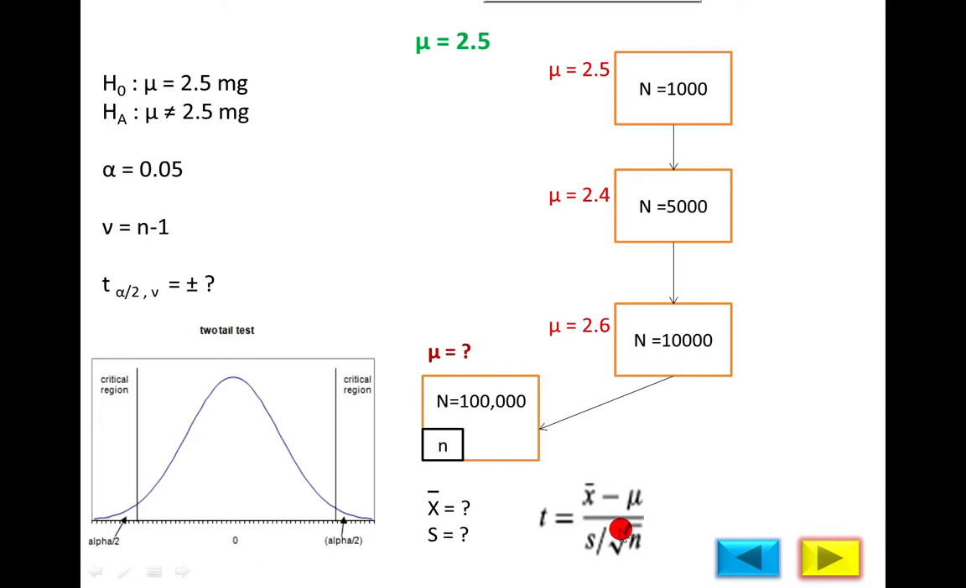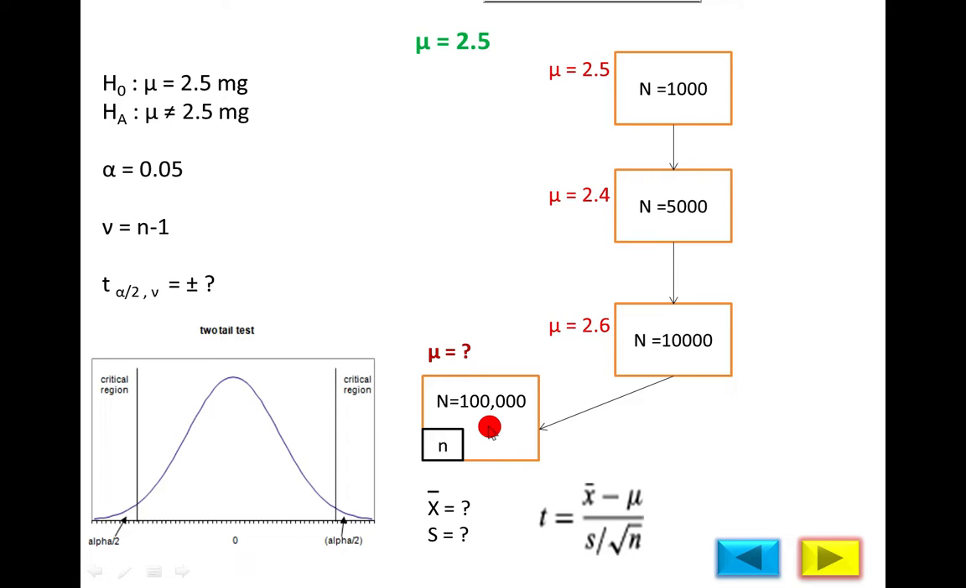So if the calculated value lies in the rejected region, we will reject the null hypothesis. Reject the null hypothesis means the alternate is true. Alternate true means this population mean is not equal to 2.5 milligram. So you can reject this production, destroy this production, because the population mean is not equal to 2.5 milligram. But with the help of some criteria, you can also accept.